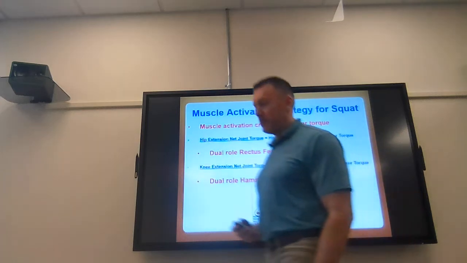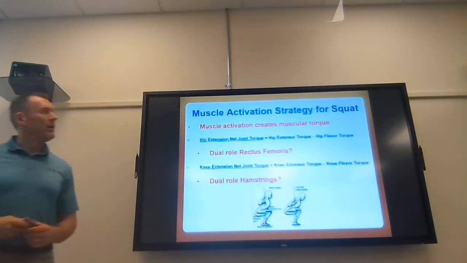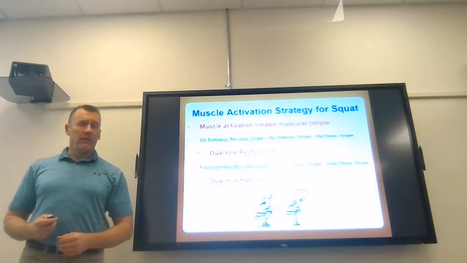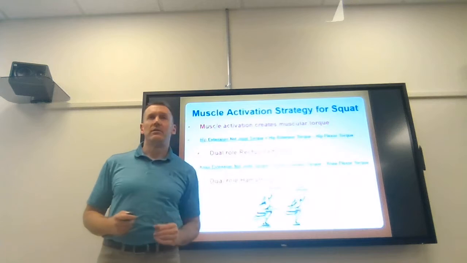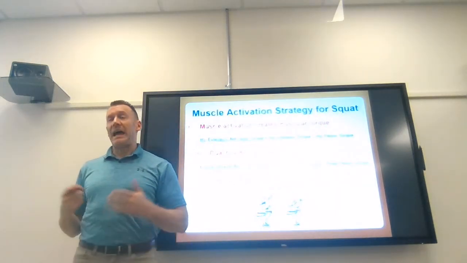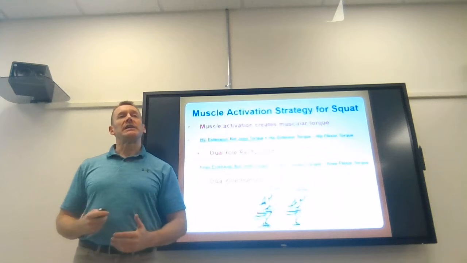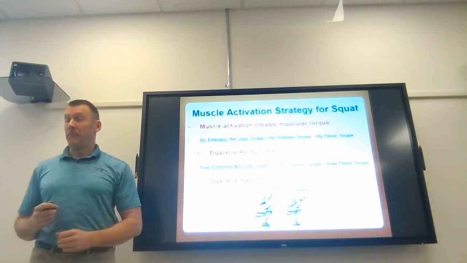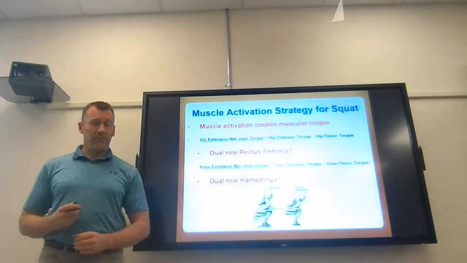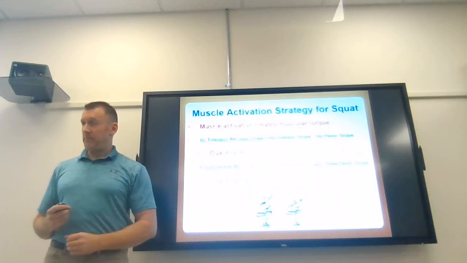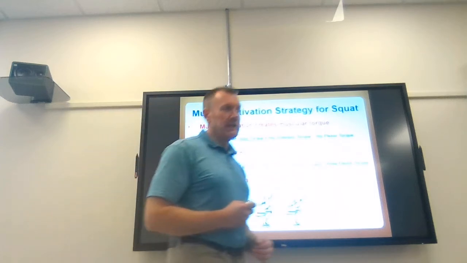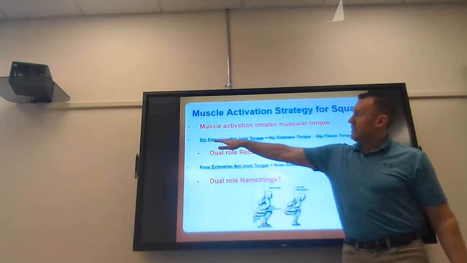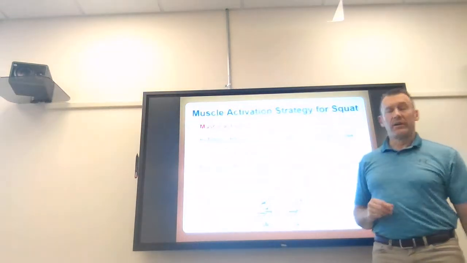Okay, so let's talk about muscle activation strategy for a squat, because we know that muscle activation creates muscular torque. So muscles activate, they pull at their attachment point, and that's what creates this torque. So we have torque produced over the hip and the knee joint. So we can look at this in a mechanical sense in this way. So the hip extension net joint torque.